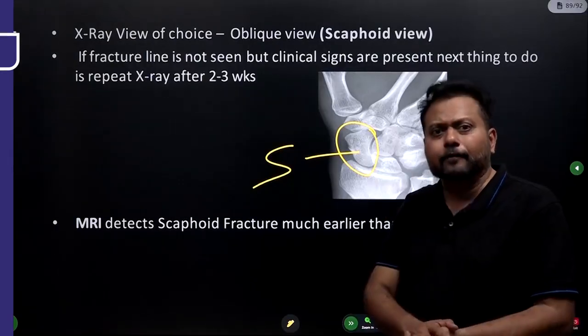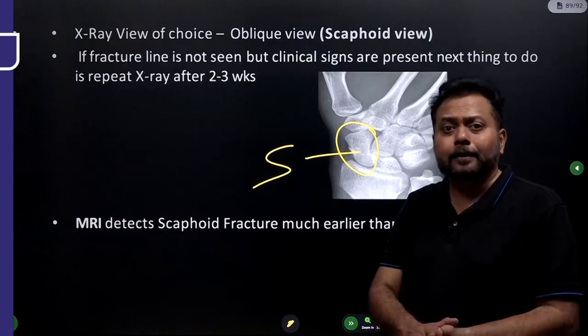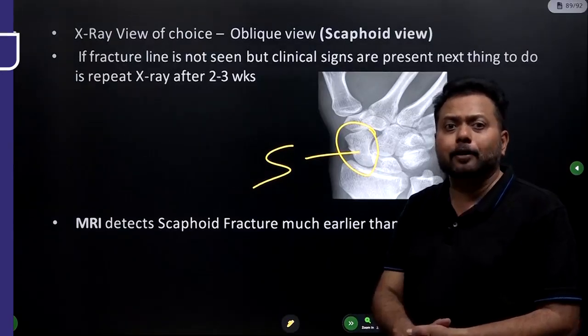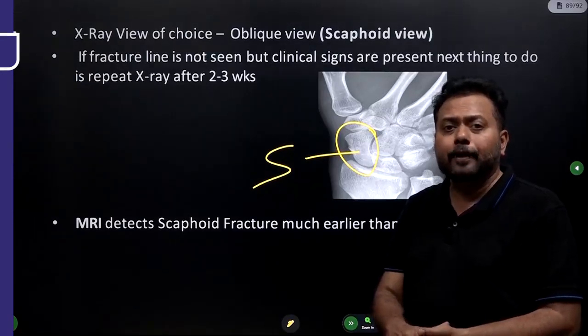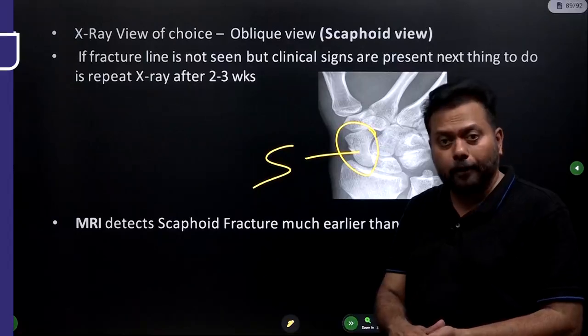When you miss a scaphoid fracture, the very initial dreaded complication is avascular necrosis and non-union because of avascular necrosis of the proximal pole of the scaphoid.